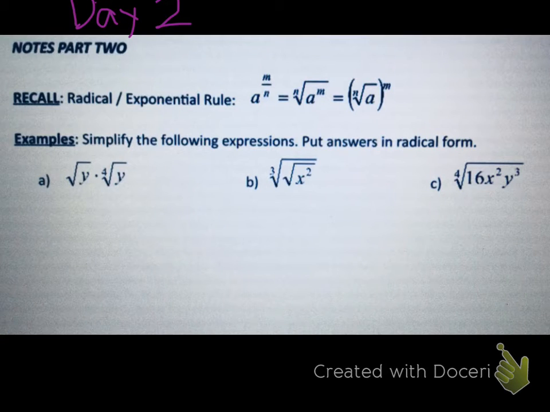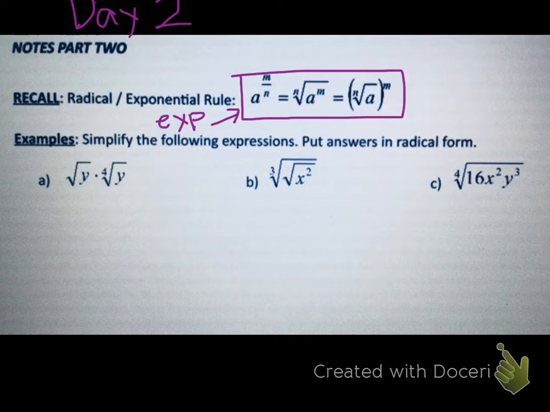So moving on to day 2 of the radical notes. Notice at the top of your page we have a quick little recall. This was something that we did in the first set of notes. The left-hand side again is our exponential side. The right-hand side is our radical side. You have to be able to convert back and forth between the two forms, and we talked about that quite extensively. So, coming over to my first example, I'm going to fill in the numbers that are missing.